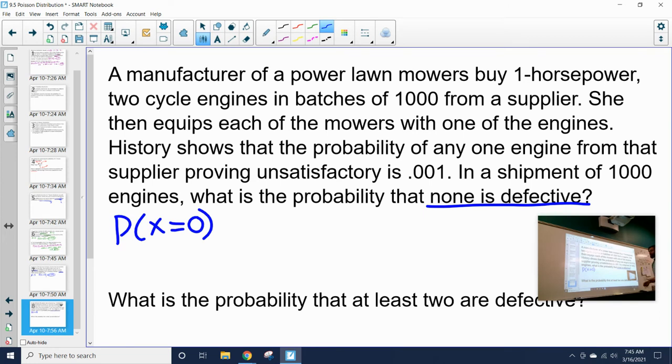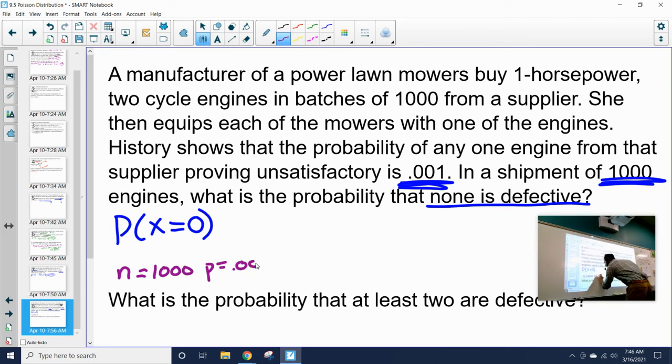But the thing is, they didn't give us an average. They told us we have 1,000 lawnmowers and that the probability of one being defective is 0.001. So they gave us a number of lawnmowers and a probability of it being defective, but they didn't give us an average. But if we think about this, we can calculate what the correct average should be.